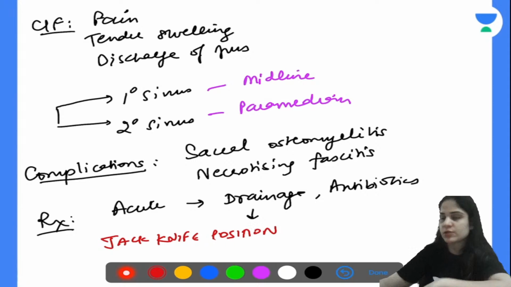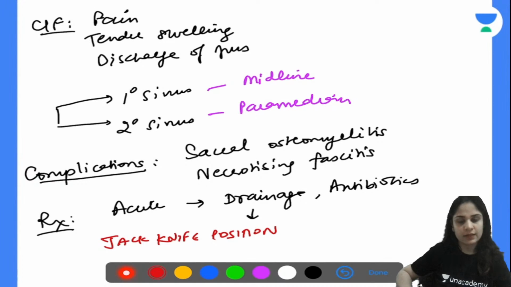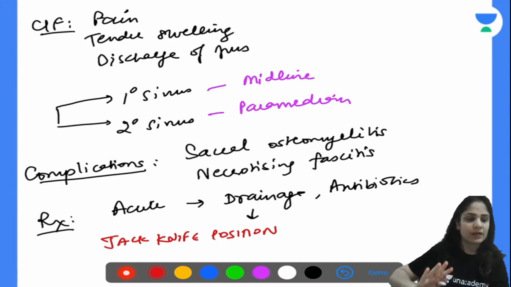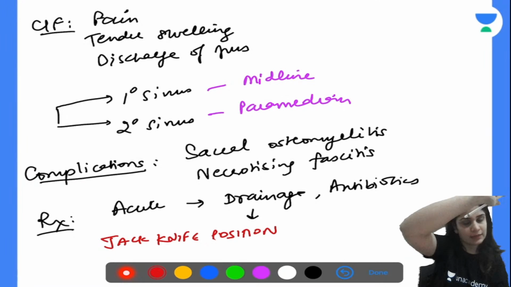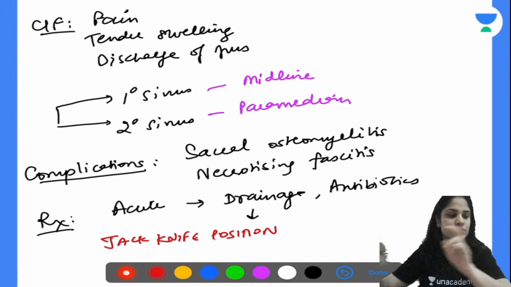So in a jackknife position, patient is in the lateral position and his one buttock is up and the lower limb, one dependent limb is down straight, and one buttock is completely up like that, and the knee is flexed. Okay, so that is called the jackknife position, so that the intergluteal area is exposed.